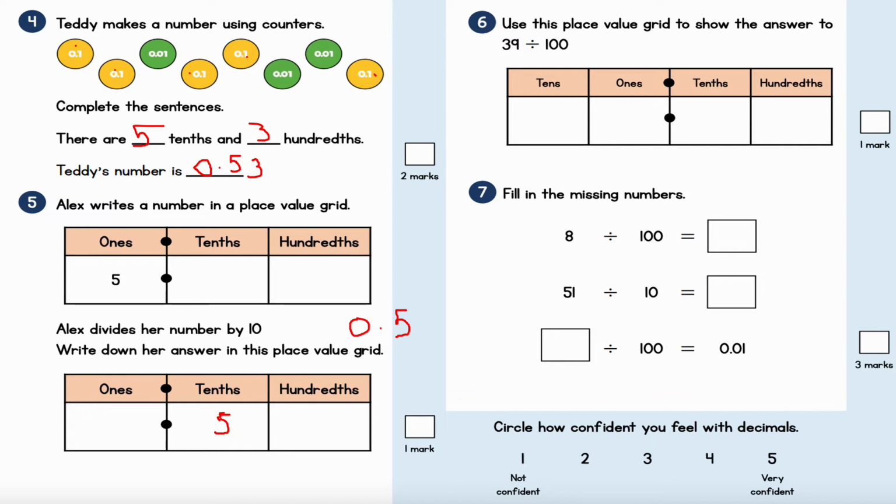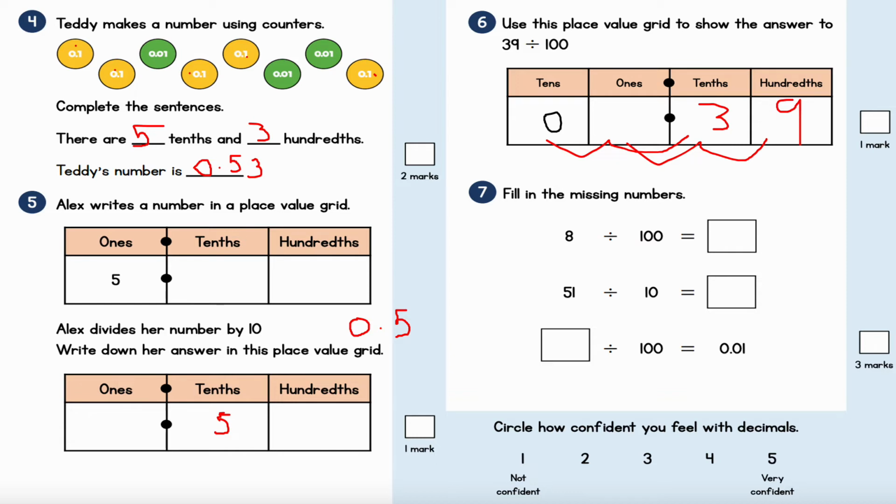This is question number 6, guys. Use this place value grid to show the answer to 39 divided by 100. So I've got 3 tens and 9 ones. I'm dividing it by 100, so I'm moving everything 2 places to the right. So 1, 2, 1, 2. So the 3 now goes here, and the 9 goes here. Okay, and then we're just going to delete that. So the answer is 0.39.